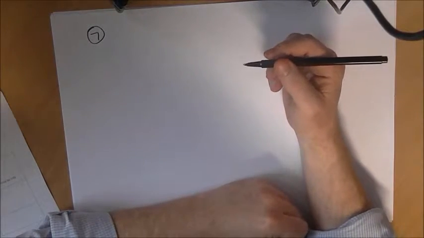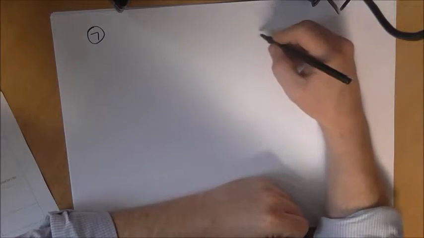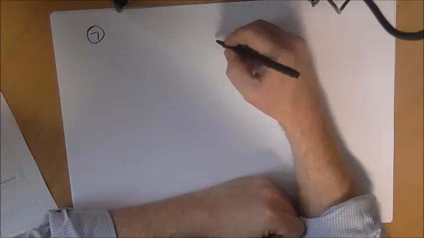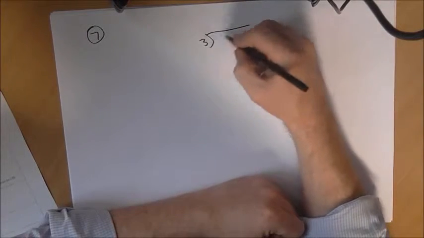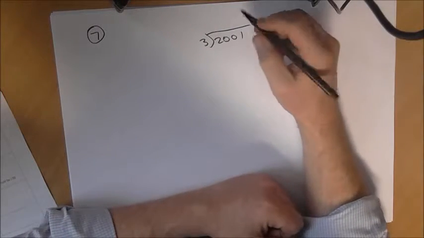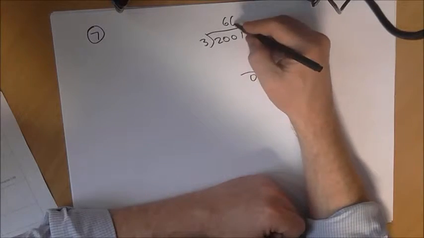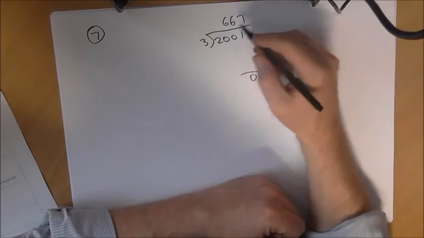Question number 7 is the algebra equivalent of divisibility tests. So, if you want to know whether 2001 is divisible by 3, you can do the division and hope you get a remainder of 0. You get 667 up there, I think. Or you can just use the test.